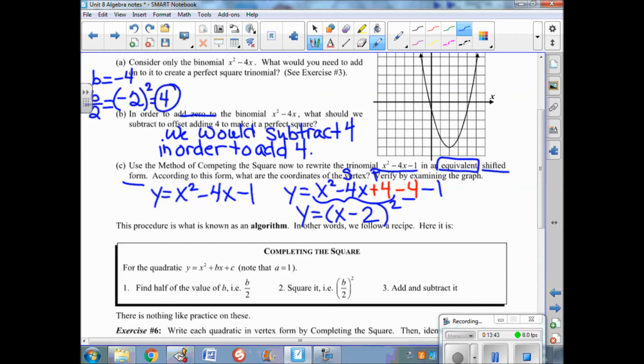Now, finish it up. Combine like terms. -4 minus 1, and that's -5. Winner, winner, chicken dinner. We have shifted form for our parabola. This is so exciting. I can't even stand it. So now, what's my vertex? My vertex is 2, -5.